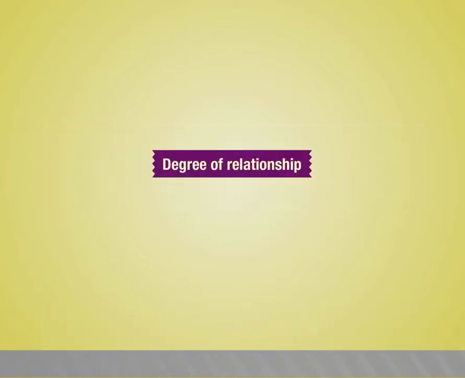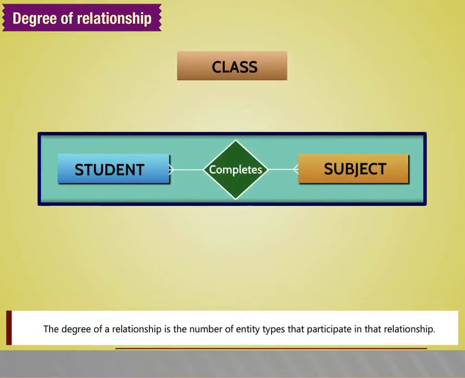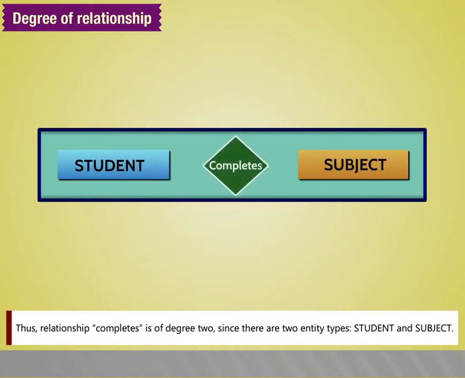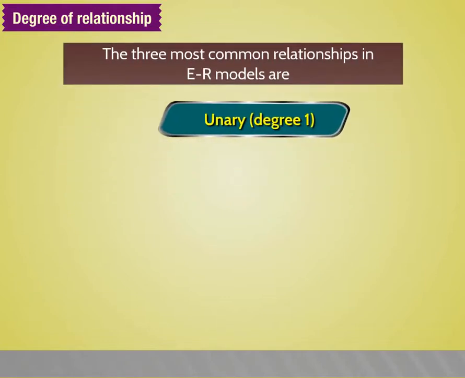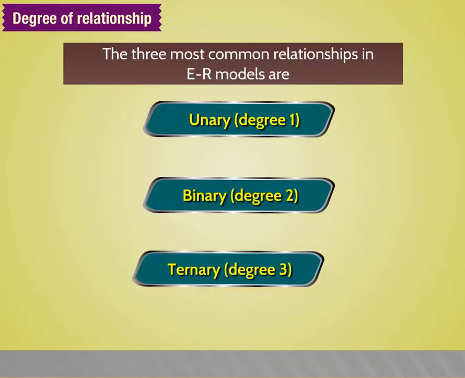Degree of relationship. The degree of a relationship is the number of entity types that participate in that relationship. Thus, the relationship completes is of degree 2 since there are two entity types, student and subject. The three most common relationships in ER models are unary, that is degree 1, binary, that is degree 2, and ternary, that is degree 3.